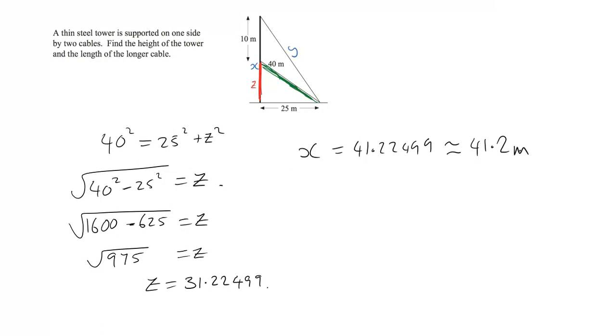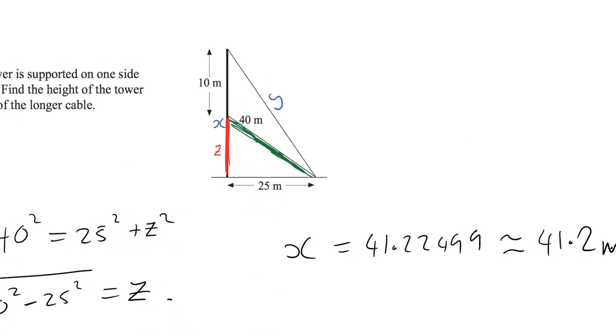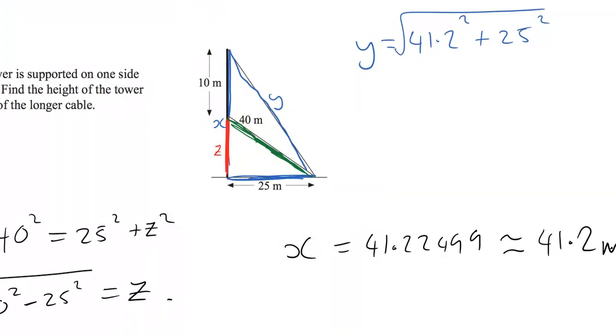Okay, so now we've got that, we can find y, because y is part of the larger right angle triangle. So let's just draw it out in blue. Okay, we have a big, large blue triangle, and we've got the length of 2 of those sides. So we could say that y is going to be 41.2 squared plus 25 squared square rooted. That's the sum of the other 2 sides, both squared, and then we square root our answer.